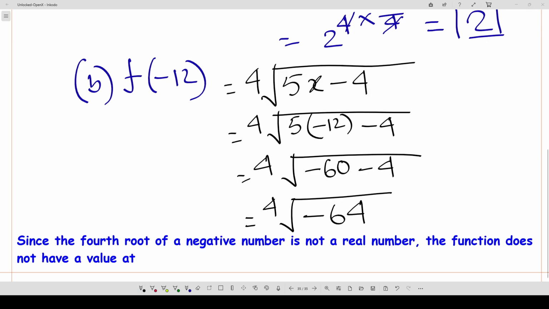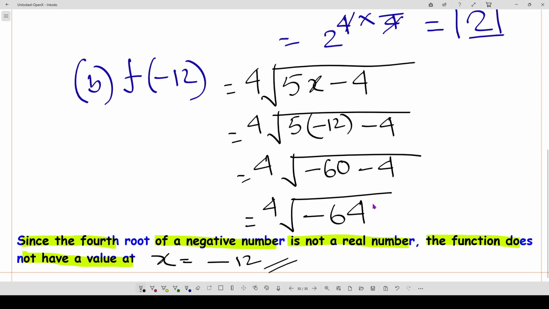Now we have to stop here because here is the fourth root of minus 64. Since the fourth root of a negative number is not a real number, the function does not have a value at x equals minus 12.